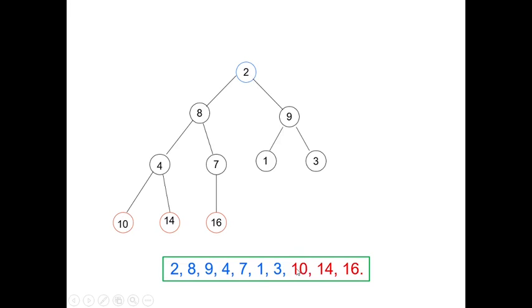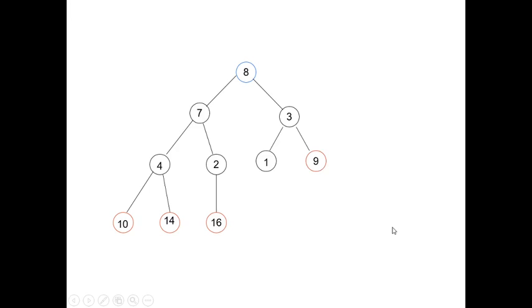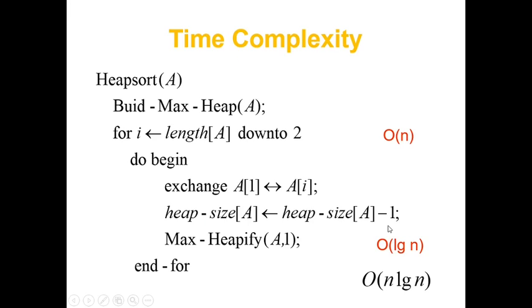So 10 has come. Like that you will see all the maximum element, second maximum element, next maximum element will be placed, and it will be a sorted array. Normally it gives a descending order sorted array if you use max heap. If you use min heap, it will give you an ascending order sorted array. Like that things will change, and finally all the elements will be done.